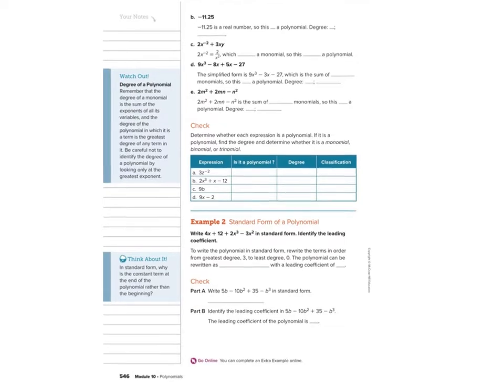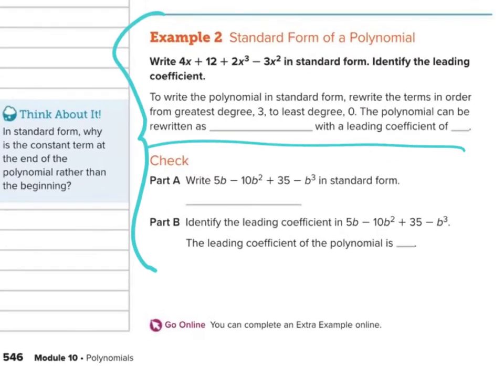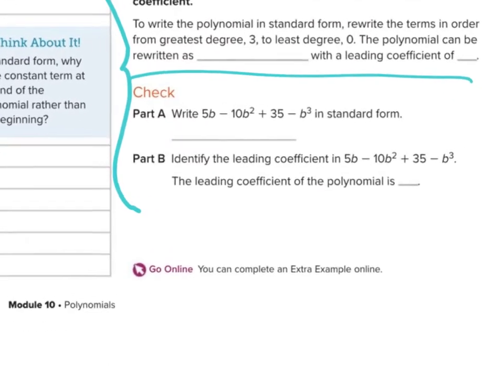All right, and down here at the bottom is where we're skipping to example 2. So it says standard form of a polynomial. So to write a polynomial in standard form, I'm reading this right here, rewrite the terms in order from the greatest degree, so that is the biggest exponent, okay? So it says the greatest degree, whatever exponent's the biggest, to the least degree, all right? So let's look at A.